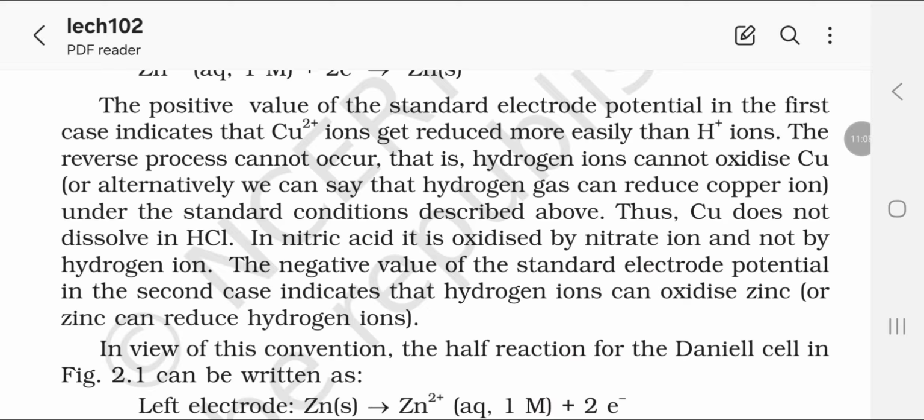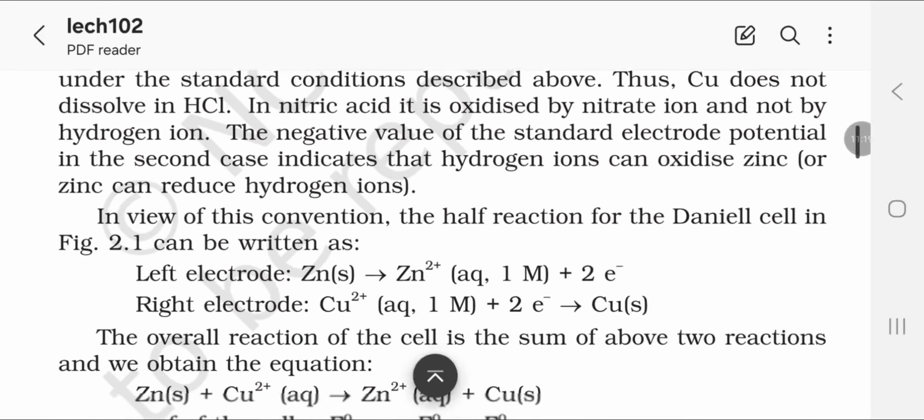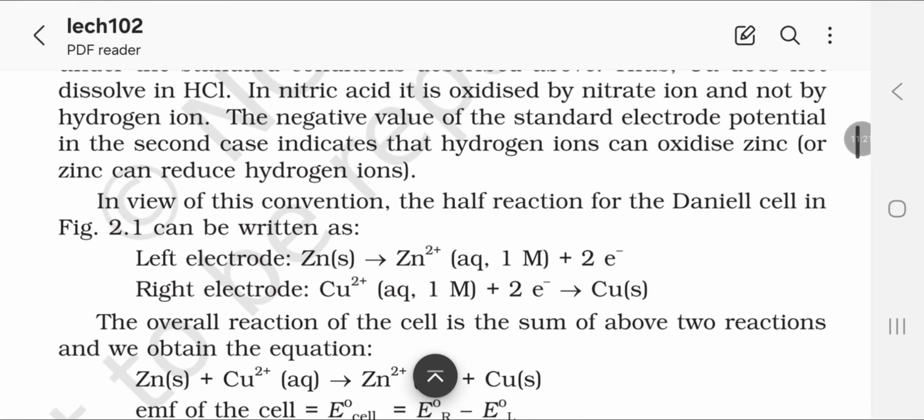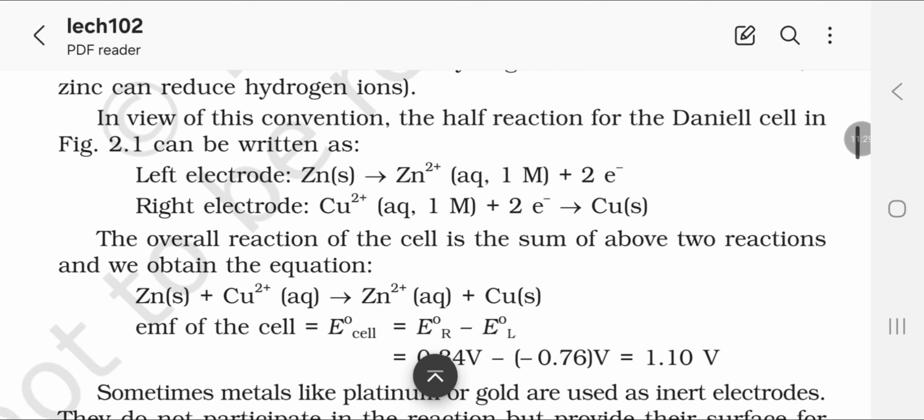The negative value of the standard electrode potential in the second case indicates that hydrogen ions can oxidize zinc, or zinc can reduce hydrogen ions. In view of this convention, the half cell reactions for the Daniell cell in figure 2.1 can be written as: left electrode, Zn gives Zn2 positive aqueous 1 molar plus 2 electrons; right electrode, Cu2 positive plus 2 electrons gives Cu.